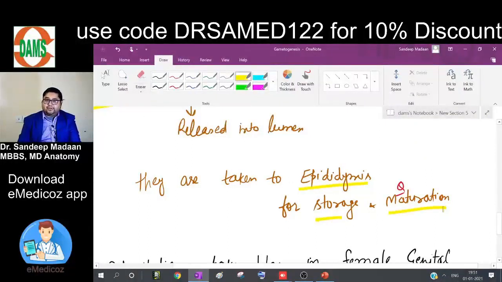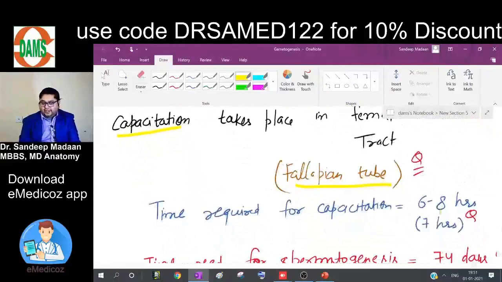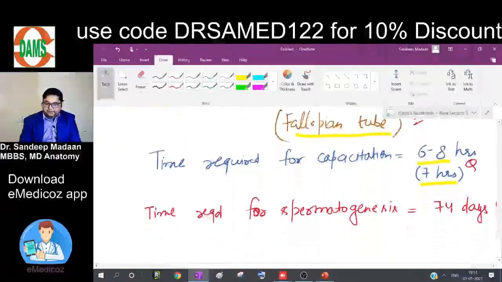Although they are said to be mature, they are not mature enough to carry out fertilization, which actually takes place in the female genital tract. And what was the name of the step? That is capacitation. And what part of the female genital tract contributes most? Fallopian tube. And what is the time required for capacitation? 6 to 8 hours. Average is taken as 7 hours. And the time required for spermatogenesis is 74 days. Yes, everything clear? All right.